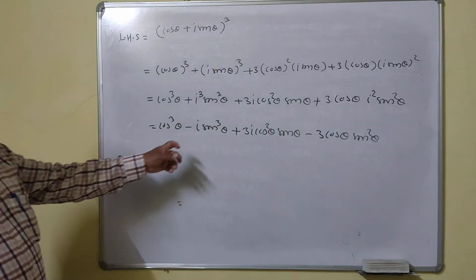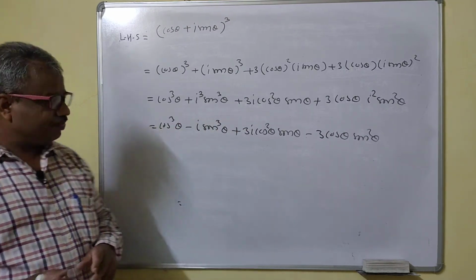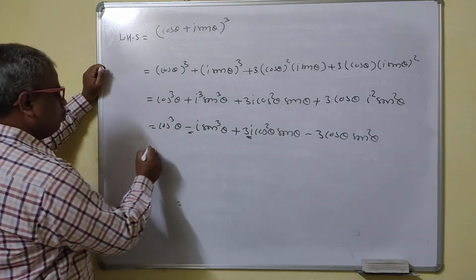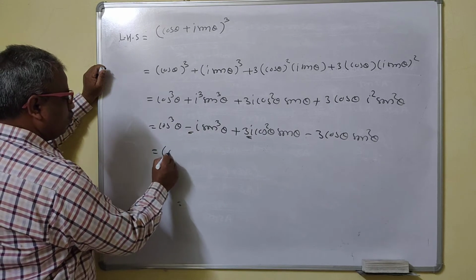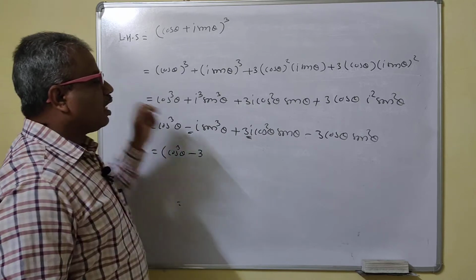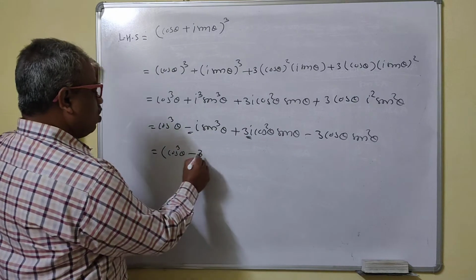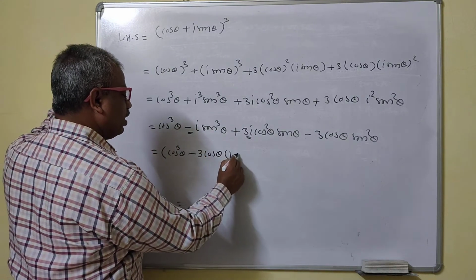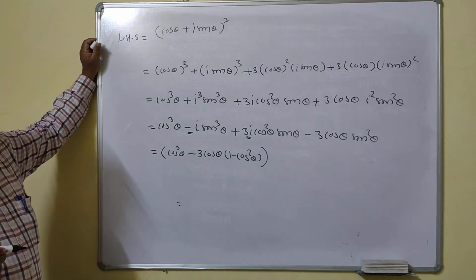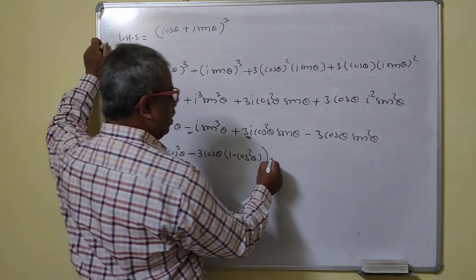Now we'll collect the terms which do not contain i, and we'll collect the terms which contain i, right? Okay, so this term contains i, this term contains i. Okay, so first we will collect the terms which do not contain i. So this is what? Cos cube theta minus 3. So here I will write sin square as 1 minus cos square, right? So 3 cos theta 1 minus cos square theta, bracket complete. Okay, so instead of sin square I will write 1 minus cos square theta. Now I will collect i plus i.